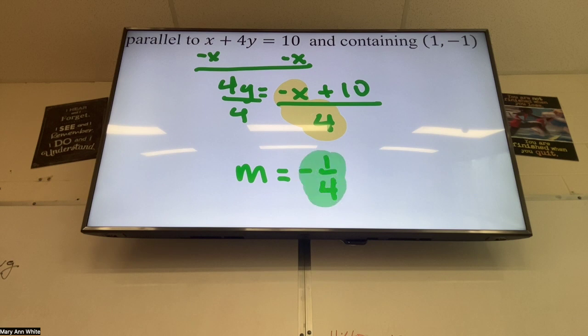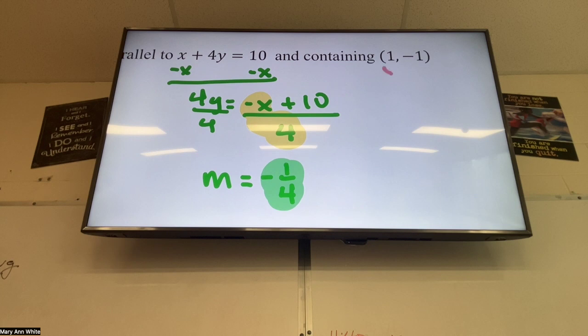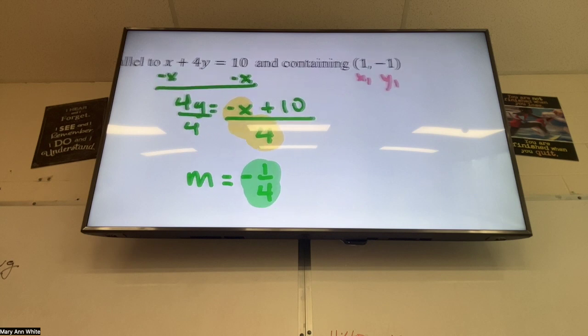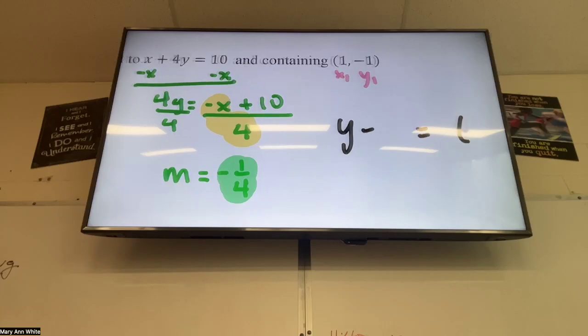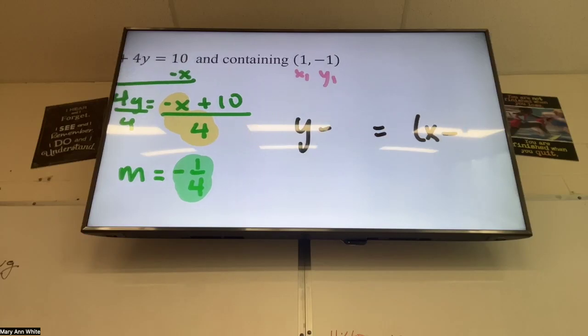That's my m. I have my x1, y1 over here, and I'm just going to plug them into my point slope form. Y minus y1 equals m times x minus x1. And when I plug my pieces in, I get y minus negative 1, which I can make a plus, equals negative 1/4 times x minus 1. And I know, again, you might be tempted to simplify. We're not doing that yet. Wait like 2 more minutes, and then we'll simplify. Cool. All right, moving on.